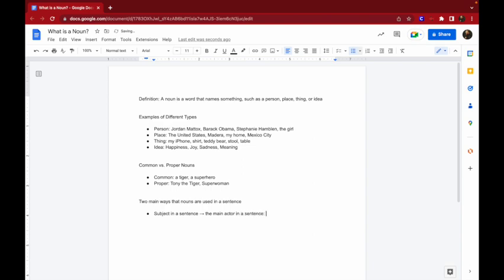Okay, here's an example. The turtle crossed the road. Okay, so the main subject, the person doing the action in the sentence, is the turtle, and it's a noun.